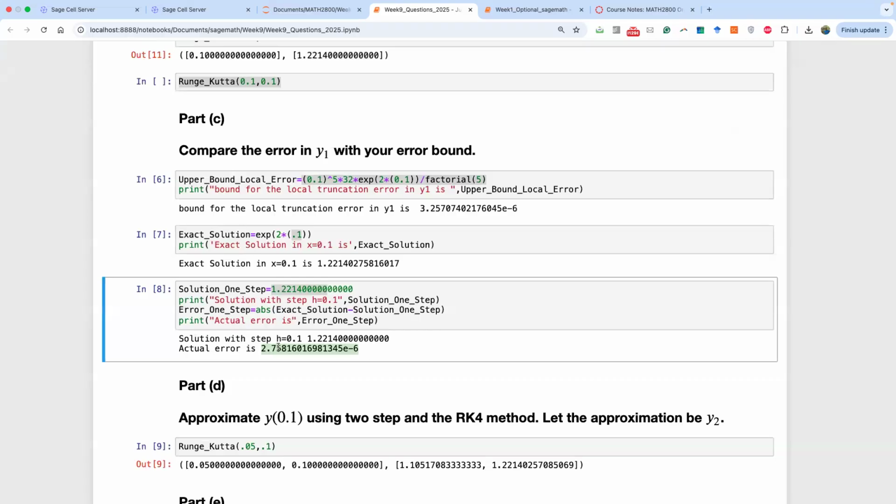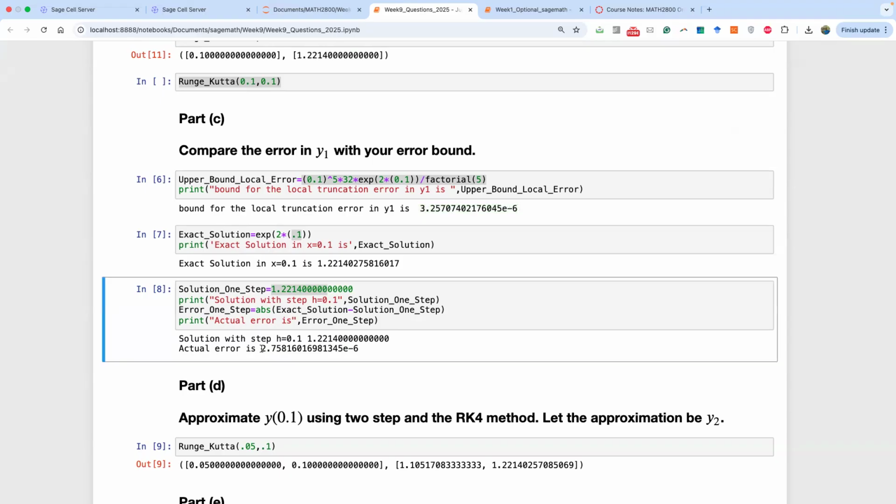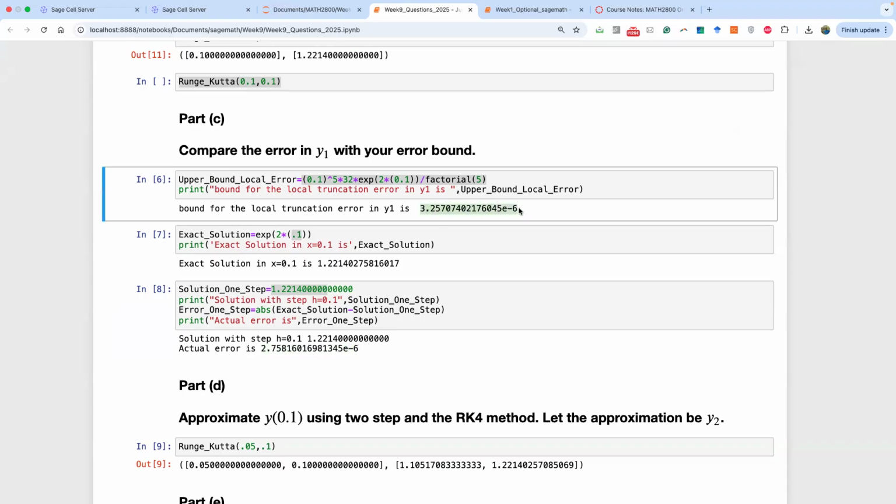Okay, so the actual error is this one, but this is the upper bound for local error. This means in the worst case scenario, we will get this much error. But our algorithm was a little bit better, so it worked better, because 2.75 e to the minus 6 is for sure less than this. Not too much less, but it is still less. Okay, this is part C.